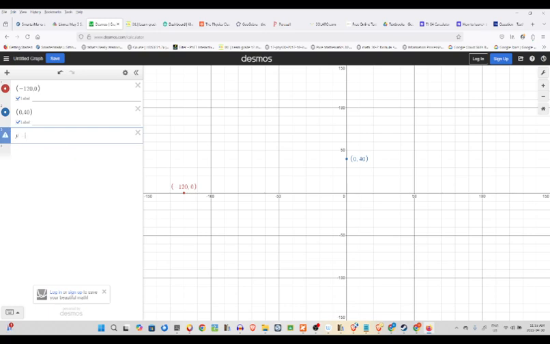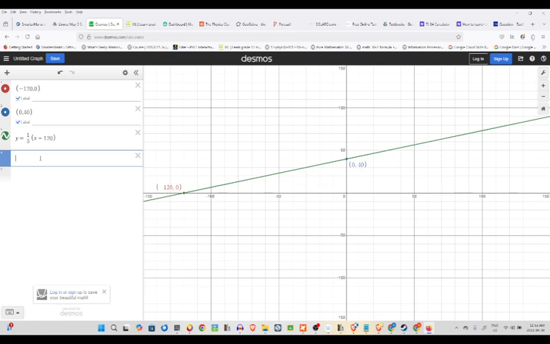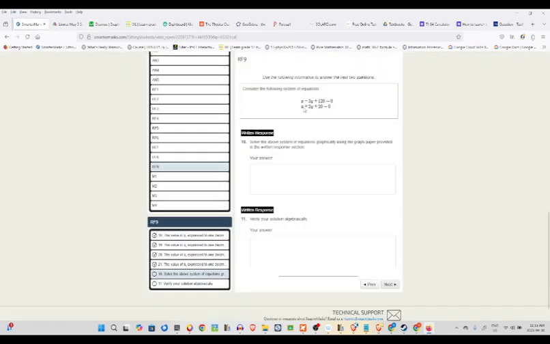So if we were to graph this, we take out our pencil, our ruler. And when y is 0, x is 120. There we go. So there's our first line. Now our second line, when we're graphing it, x plus 2y plus 20 is 0. When y is 0, we have x plus 20 is 0.